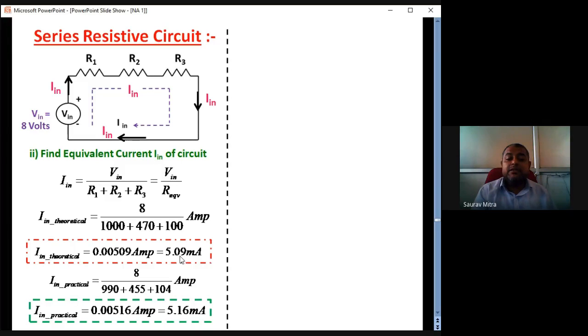Theoretically you are finding the equivalent current is 5.09 milliampere. Practically you will find the current is a little bit more because the equivalent resistance is a little bit less, because these resistance values are showing tolerance. But whenever you do the same experiment with a circuit simulator, your answer will be the correct one, that is 5.09 milliampere, and with practical values it is 5.16 milliampere.